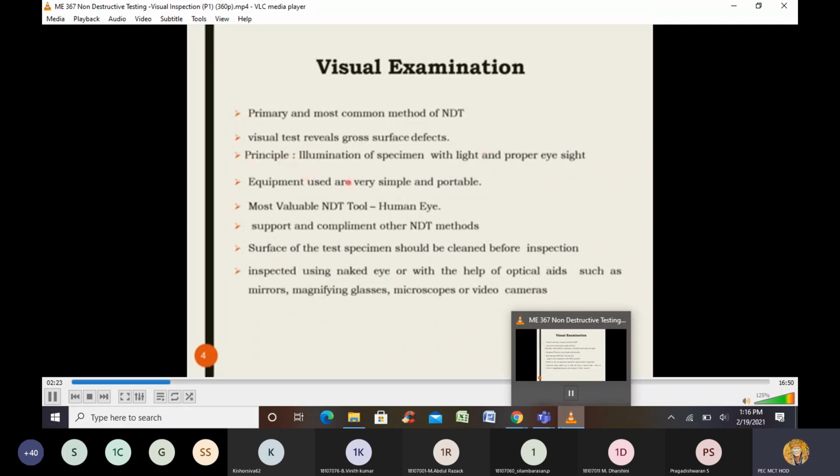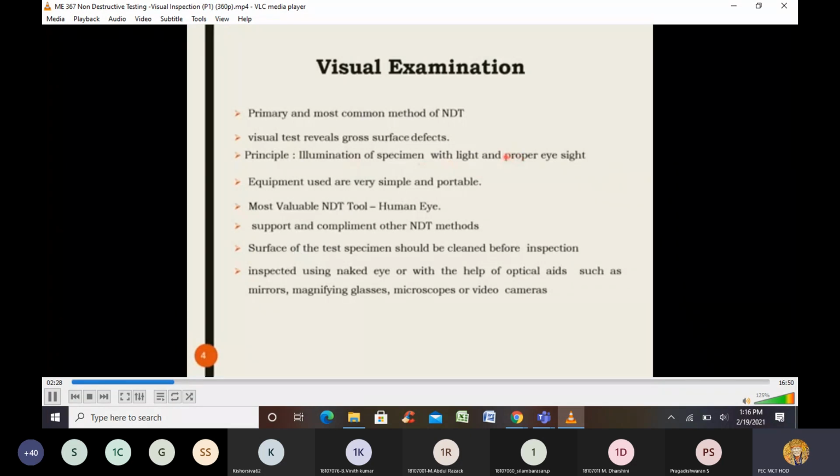The principle of visual examination is the illumination of the specimen with light, and you need proper eyesight. So the main conditions are proper eyesight, as well as illumination of that particular portion of the specimen using proper light sources. The main advantage of visual examination is that the equipment used is very simple as well as portable. It can be carried anywhere. The tool, of course, is the human eye, in addition to the light sources being used. In a simpler form, visual examination is used as a support, and it can complement other NDT methods.